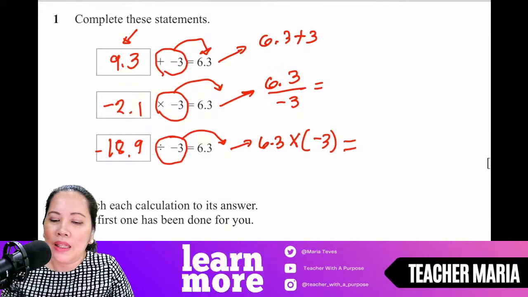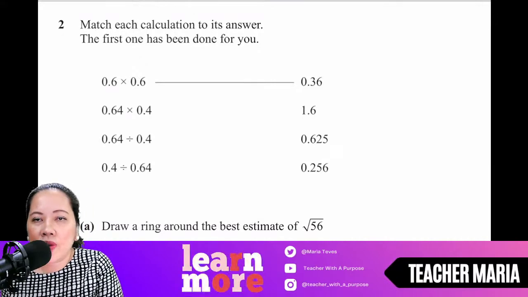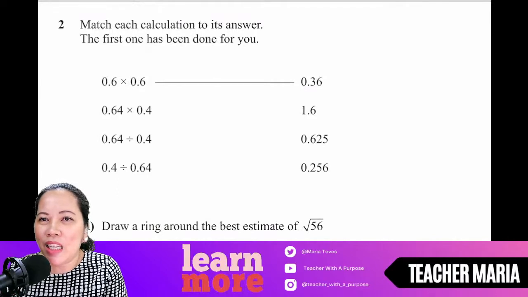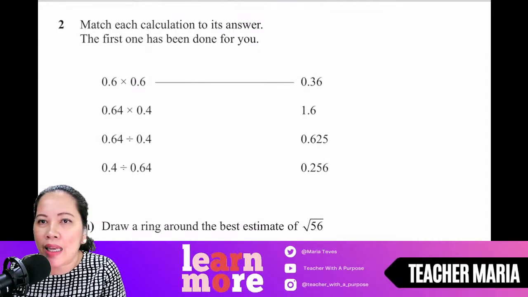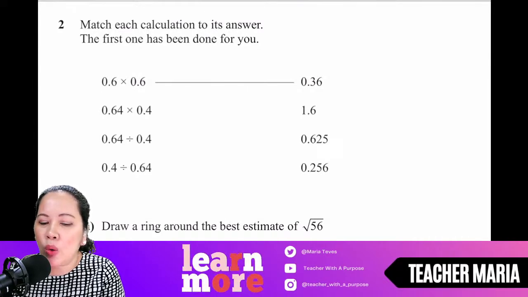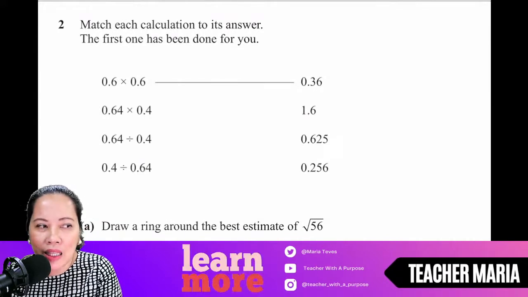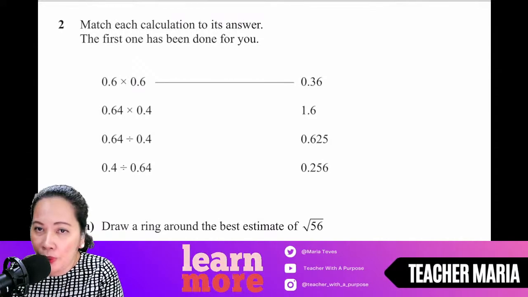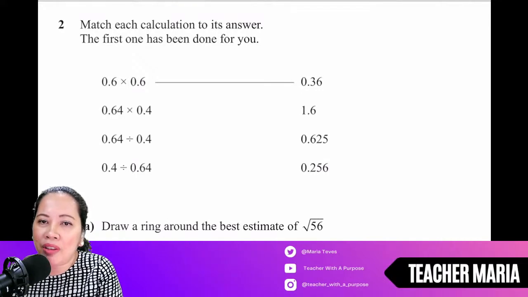All right, so let's continue to matching. In this question, you are asked to match each calculation to its answer. The first one has been done for you. So 0.6 times 0.6 is 0.36. When we do decimals, the first thing you have to do is multiply the numbers as they are without the decimal place. Then you count the number of decimal places that you have for both. That will be the number of decimal places that you need to move to have the final answer.